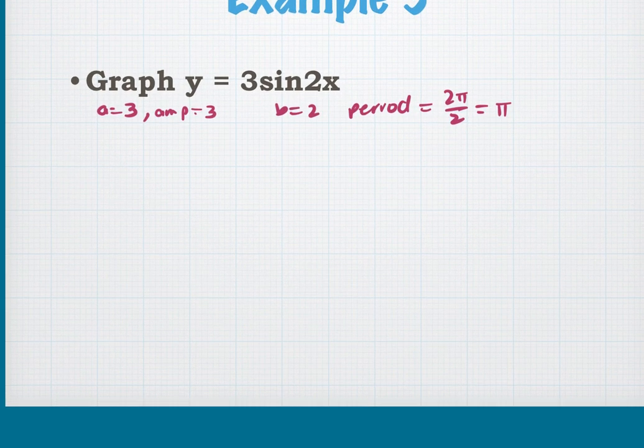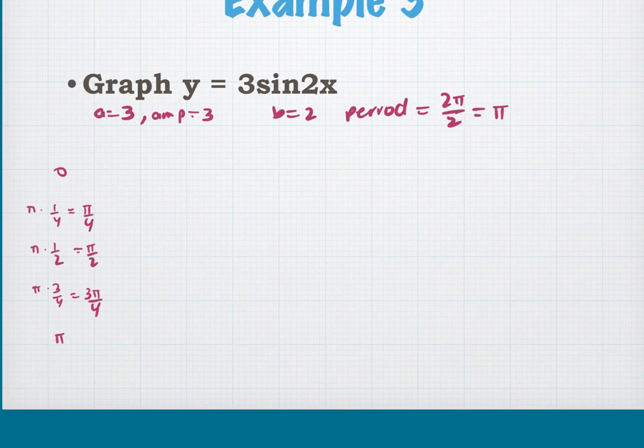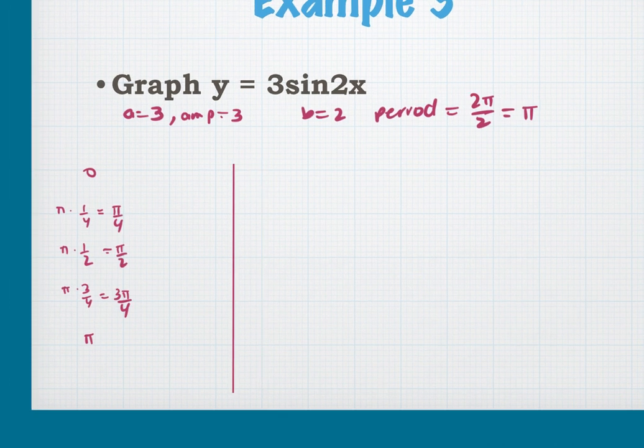I start at 0, and then I do pi times a fourth, pi times a half, pi times 3/4, and the last one is the period, which is pi. So pi over 4, pi over 2, 3 pi over 4. And amplitude is 3.